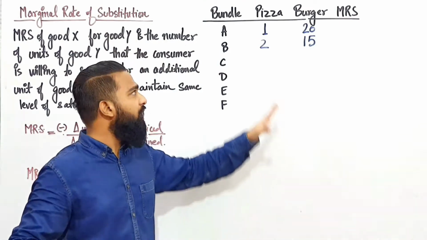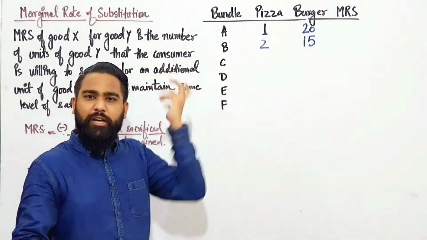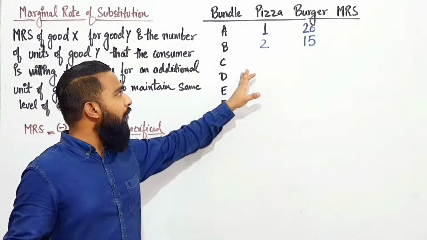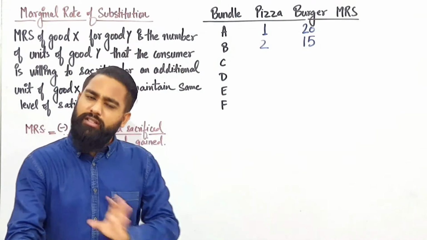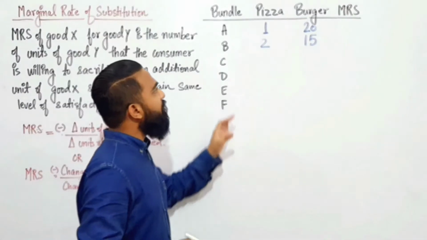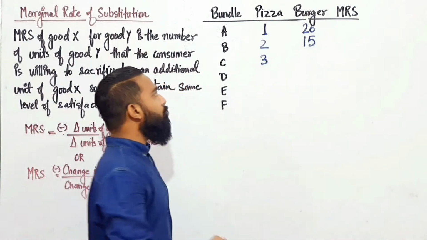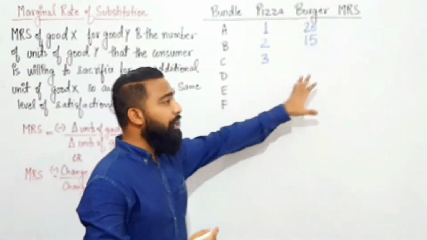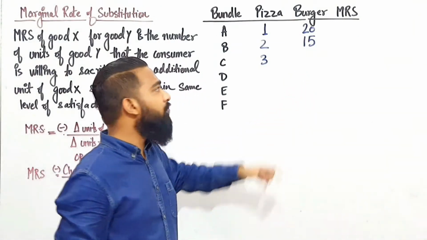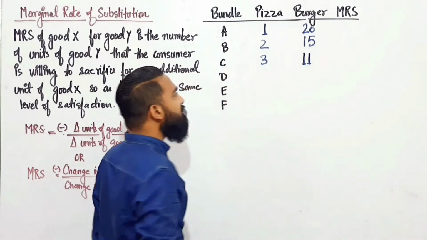I am totally satisfied with both the combinations. Fine, I can eat 1 pizza and 20 burgers also, I am happy. And if I eat 2 pizzas and 15 burgers, I am receiving the same level of satisfaction. Now, if I need to increase 1 more pizza, suppose from 2, I need to eat 3 pizzas now. I need to sacrifice a few burgers, right? So now I will sacrifice a few more burgers.